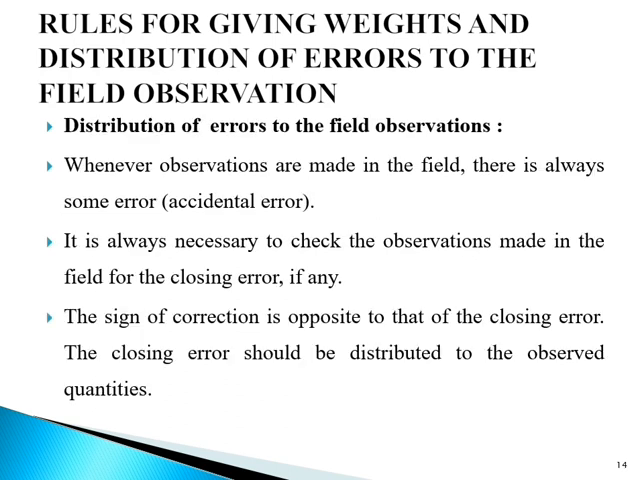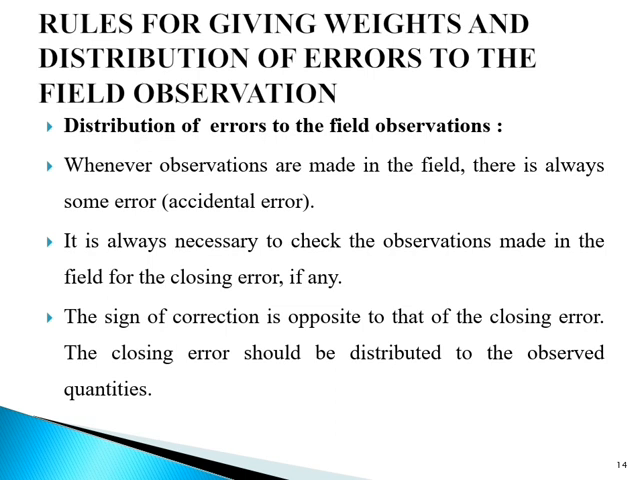Next is distribution of errors to the field observations. Whenever observations are made in the field, there is always some error, or we can say accidental error. It is always necessary to check the observations made in the field for the closing error, if any. The sign of correction is opposite to that of the closing error. The closing error should be distributed to the observed quantities.